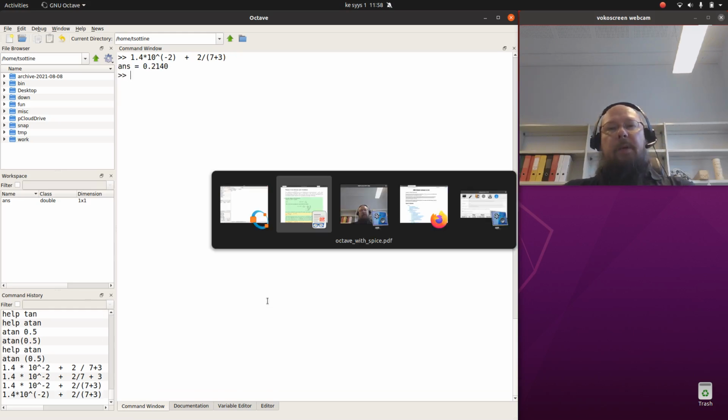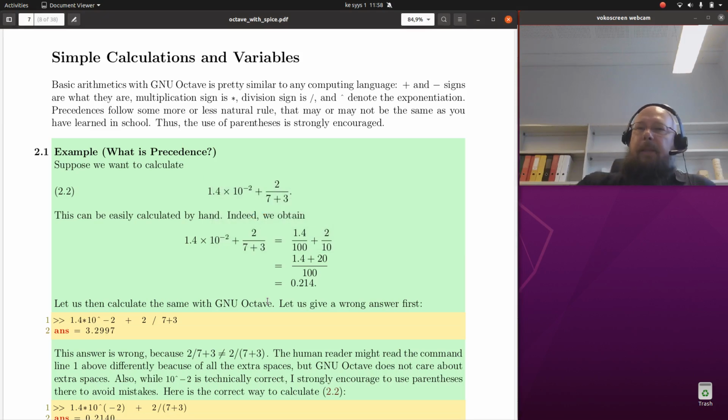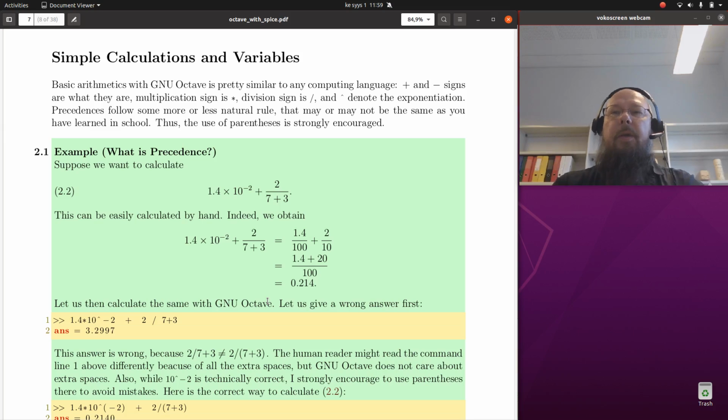So this was the whole point of this example, just to really illustrate that the parentheses are something that you should use if you are not completely sure about the precedence. And also, if you don't know which way they go, well, just try.